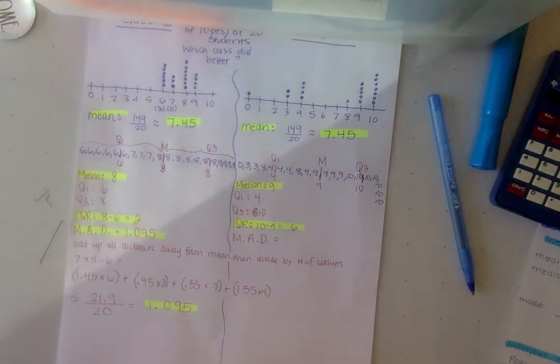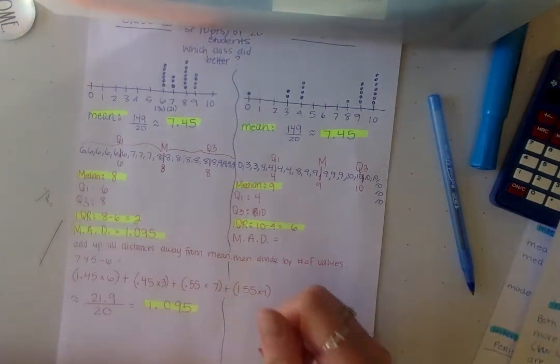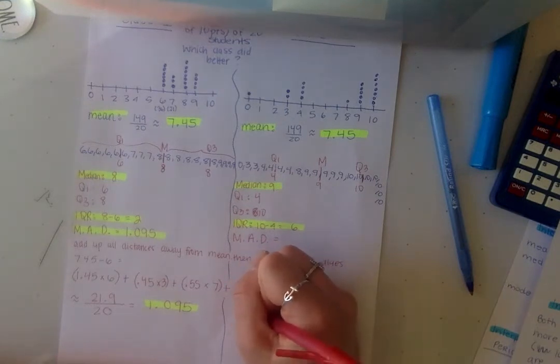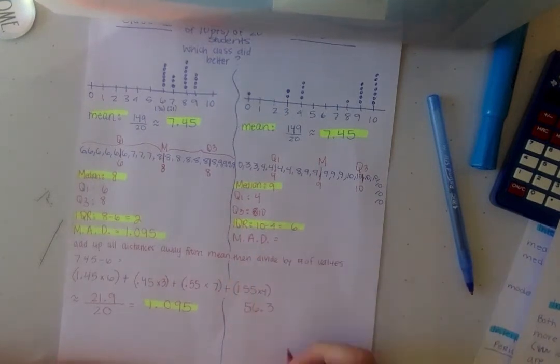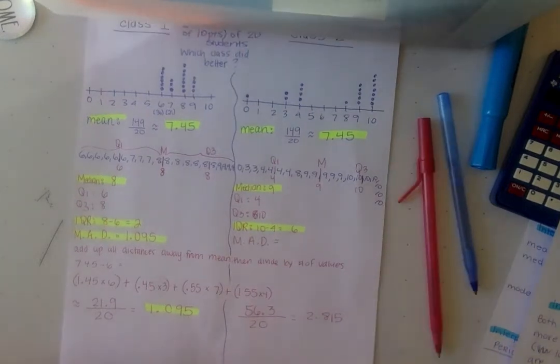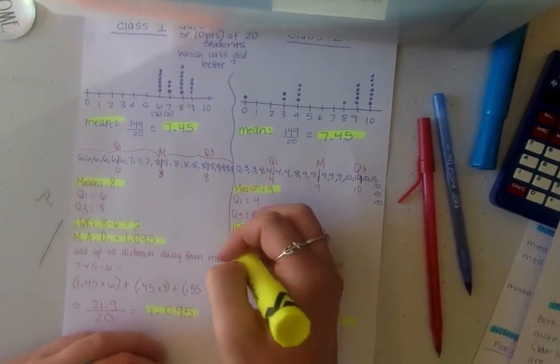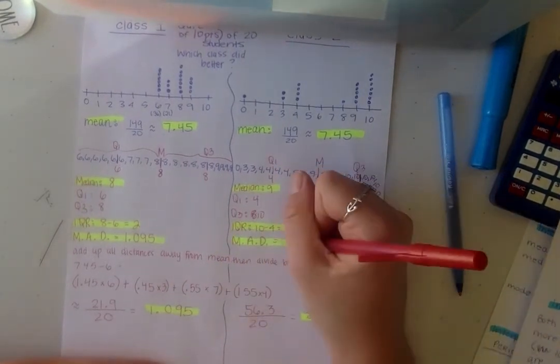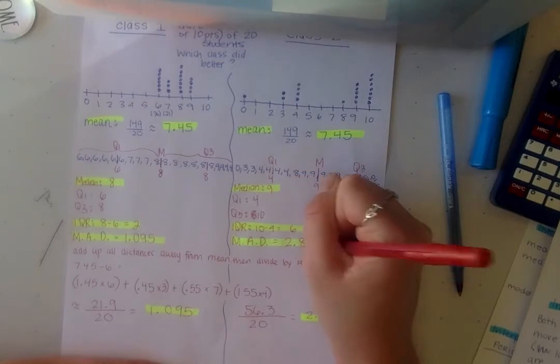So if you added up all your distances, you should get 56.3. I'm going to divide that by 20, and that gets me 2.815. So this MAD, this mean absolute deviation, is 2.815.